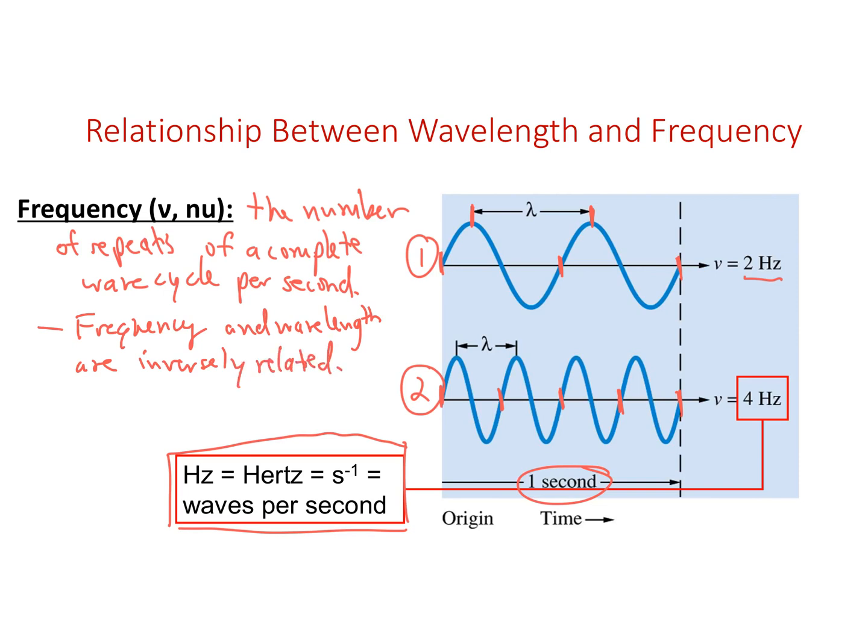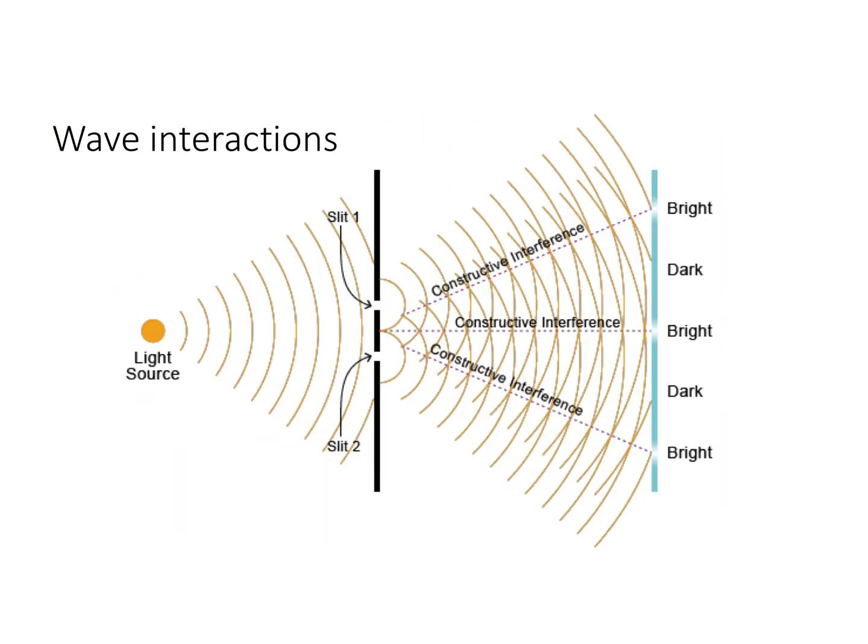Right, as we see here, as wavelength decreased, my frequency increased. So we saw a decrease in wavelength, and we saw an increase in frequency, an inverse relationship. So much like waves in water, waves of light can also interact with each other.